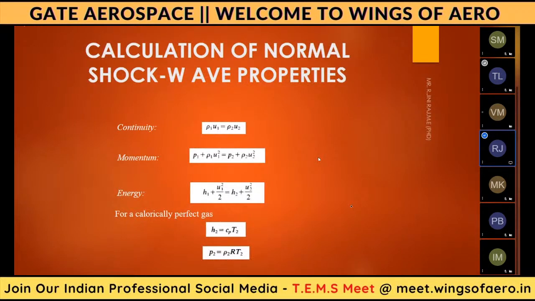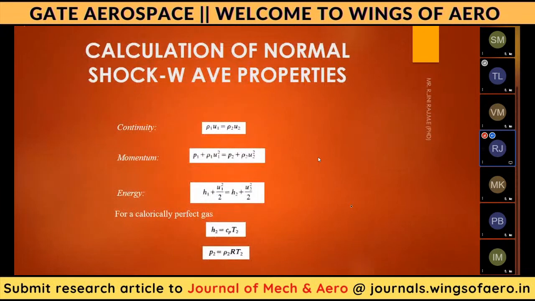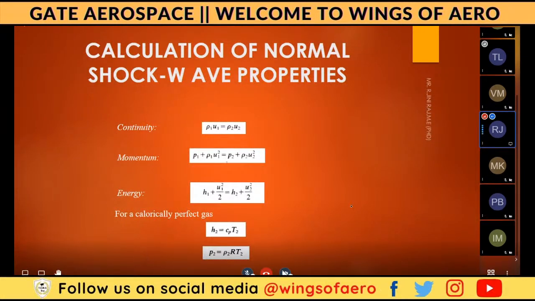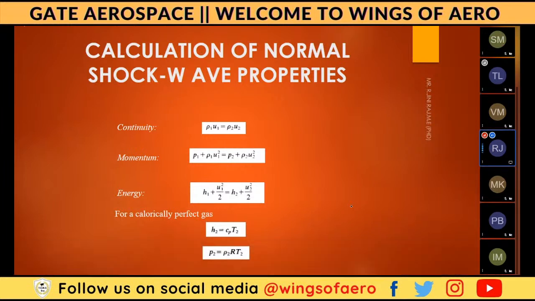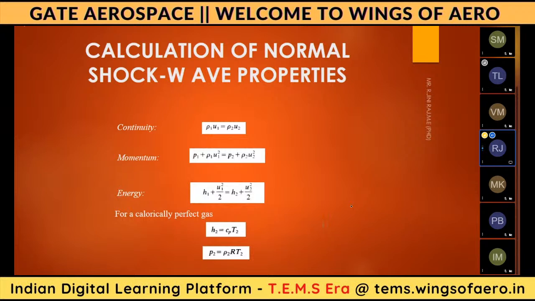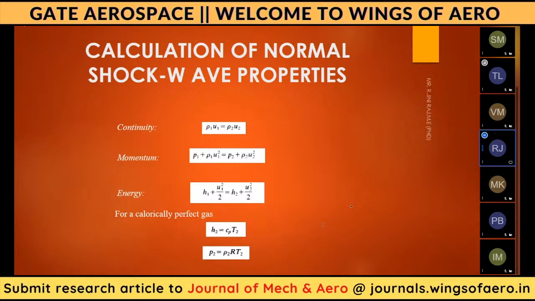We have seen some formulas for normal shock waves. That is how we can calculate the Mach number and the characteristic Mach number based upon the normal shock wave, and how we can calculate the stagnation and static temperature ratios, and the stagnation and static pressure ratios, density ratios based upon the Mach number.